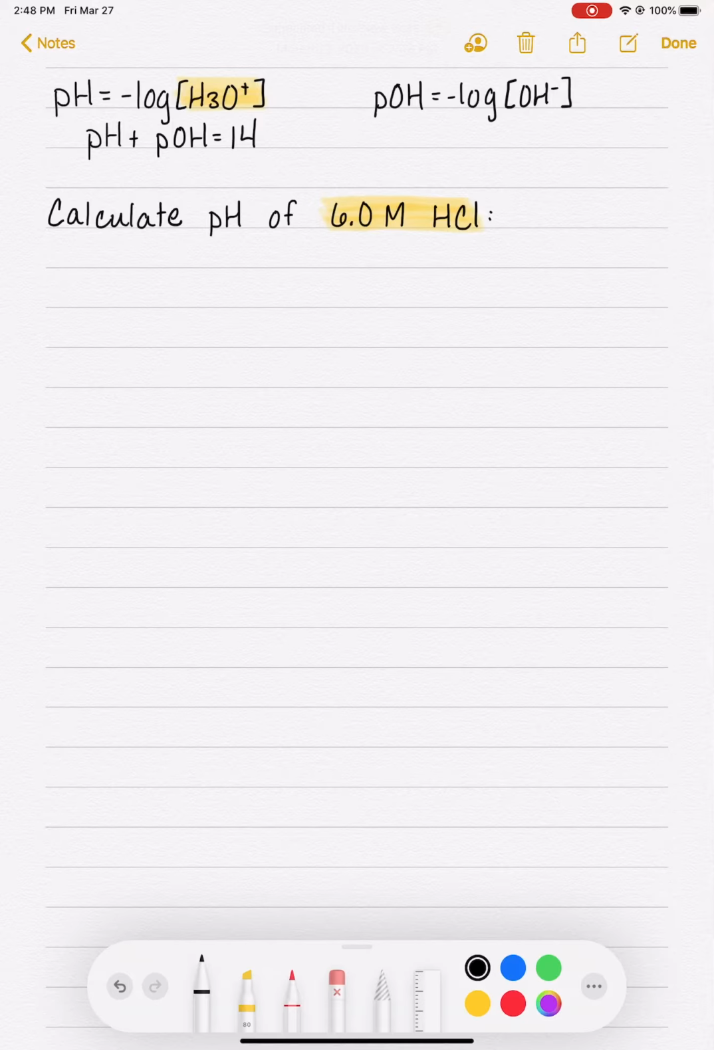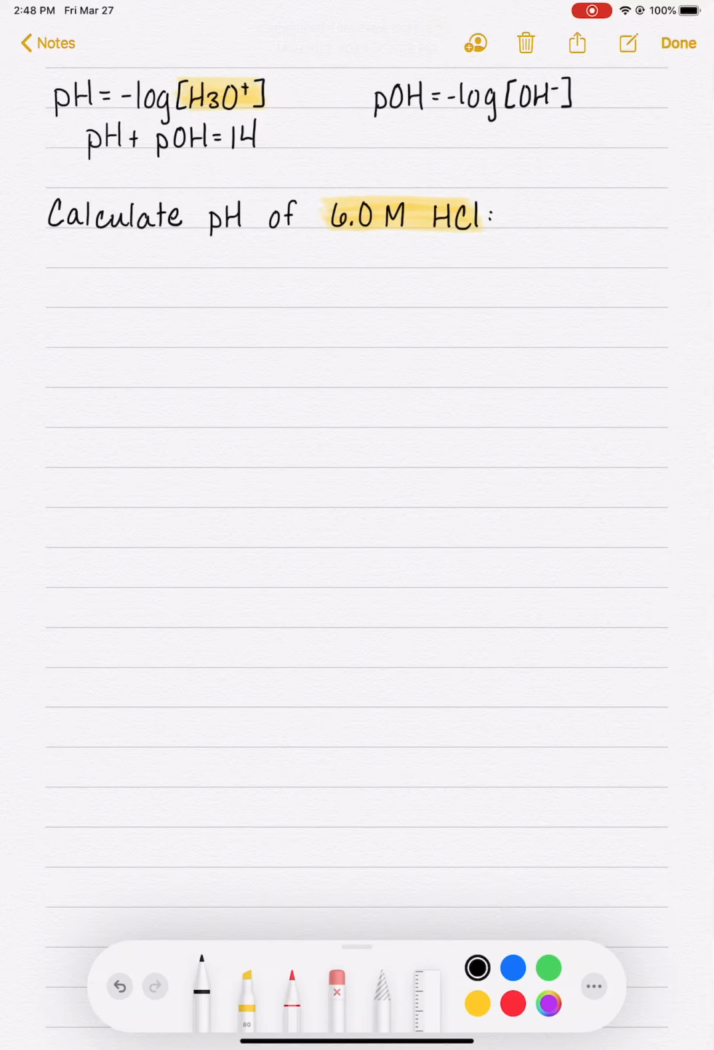The ICE table that we're going to make is for the reaction that's taking place in a 6 molar HCl solution. 6 molar HCl means that we have HCl dissolved in water, and it's reacting with water, and the products of that reaction are H3O plus and Cl minus. This H3O plus is what we need to know in order to calculate the pH. The Cl minus, we don't need to know that number at all, but we're going to end up calculating it as part of this problem.